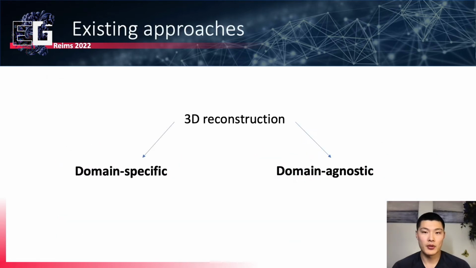The existing 3D reconstruction methods are either domain-specific to human bodies or, on the other hand, domain-agnostic. Domain-agnostic approaches, as the name suggests, can be used to model all types of 3D shapes. On the other hand, domain-specific approaches may use prior data to constrain the plausible body shapes and poses to specific domain of physical objects, such as the human body.